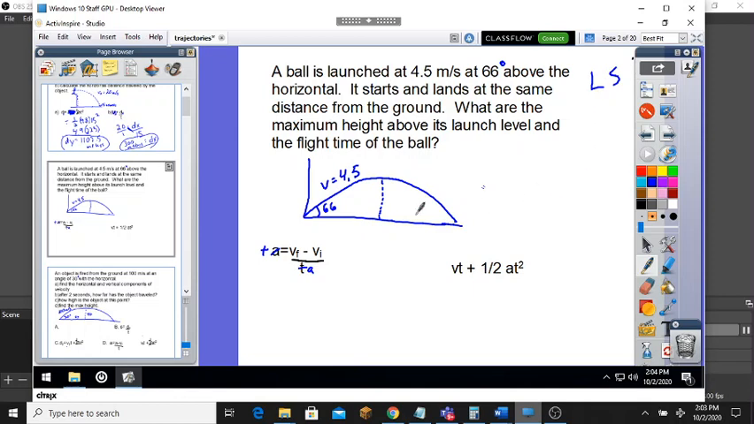At this point, we can pause the video to copy the problem. Here you have a ball that's launched at 4.5 meters per second at an angle of 66 degrees. It starts and lands at the same distance from the ground. What are the maximum height at its launch level and the flight time of the ball? So in order for us to do this example, let's take a look at our notes again.